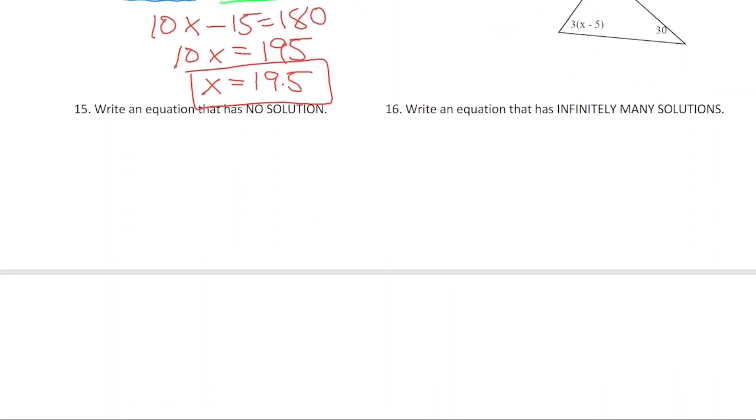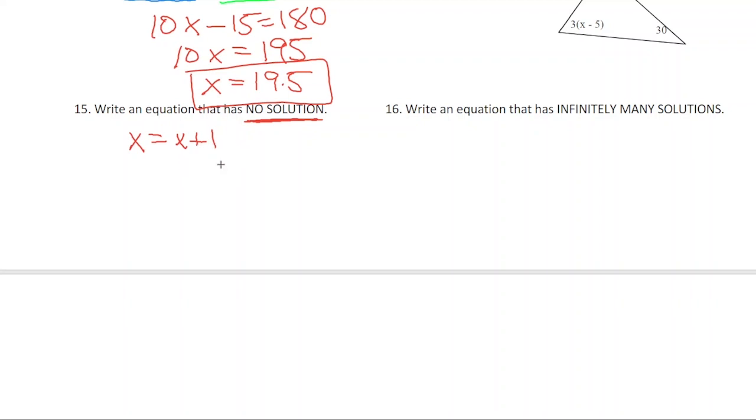Number 15 and 16 are open-ended questions. They say write an equation that has no solution, and 16 is write one that has infinitely many solutions. So you could go as simple for this first one, no solution. What you're looking for is an equation where all the variables cancel out and you end up with a false statement. So like, let's say I have x equals x plus 1. In this case, I could subtract x from both sides and get 0 equals 1. That would be a false statement, so it would have no solution.